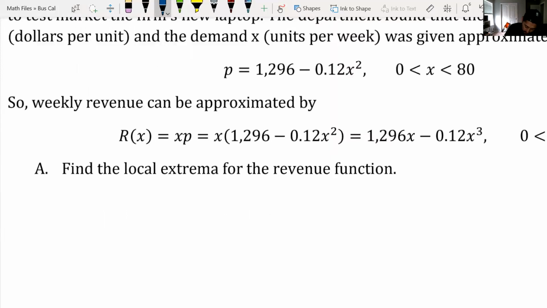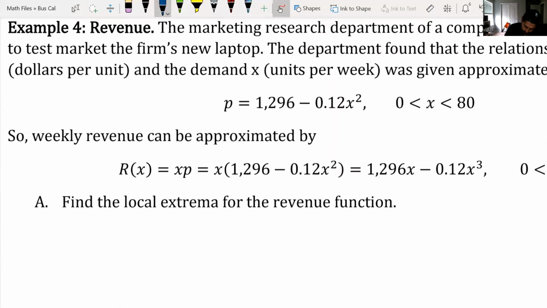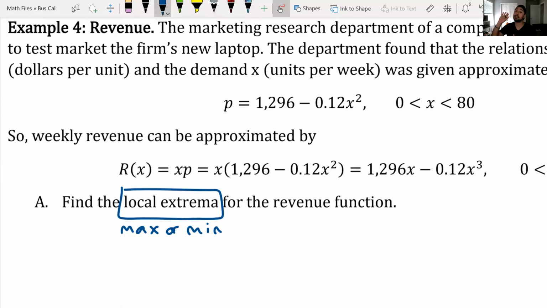So local extrema means max or min. And now, remember to find maxes or mins, you take the first derivative. You set it equal to 0 and you solve for x. Create a sign chart and we'll find them.